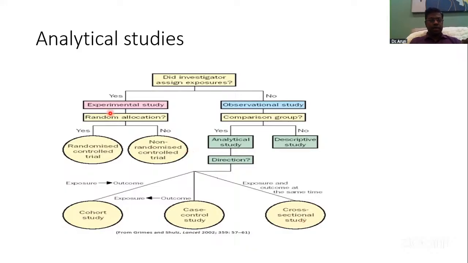On the other hand, in an experimental study, the investigator assigns exposure based on random allocation. If randomization happens, that is defined as a randomized control trial. If random allocation does not happen, that is called a non-randomized control trial. First, we will discuss these analytical studies, that is, cohort and case control study, in detail.